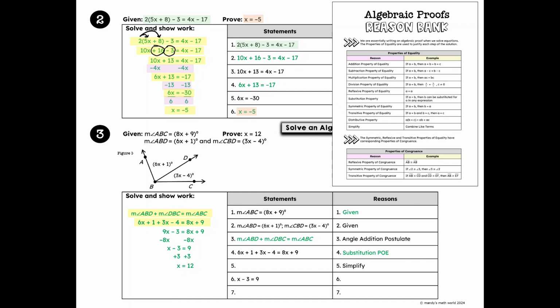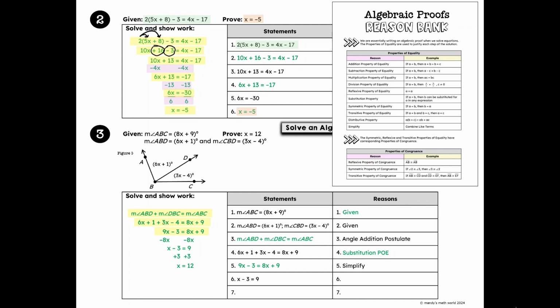Okay, the next thing that we did, what did we do? Well, we combined 6x and 3x to get 9x. We combined 1 and negative 4 to get negative 3. And I was left with 9x minus 3 equals 8x plus 9. I'm going to write that down.